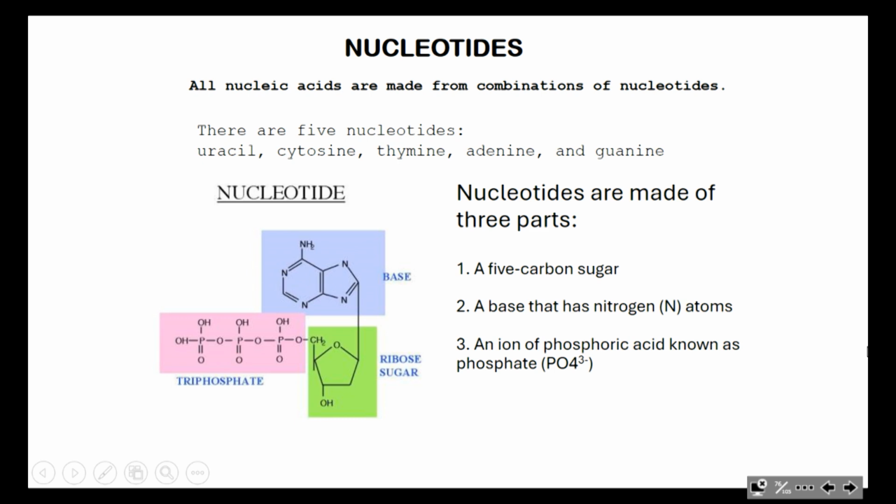Okay, all nucleic acids are made up from a combination of nucleotides. There's 5 different types of nucleotides when it comes to their bases, which we'll talk about more later on in the year. A brief overview right now, a nucleotide can have a different nitrogen base, and those different types of nitrogen bases are called uracil, cytosine, thymine, adenine, and guanine.